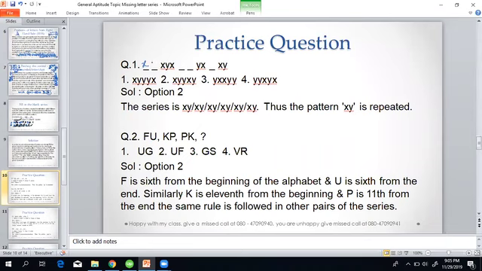X, Y, XY, then YY, Y, and Y, and X. Is it making a pattern? XY, then it is not making YY, XY, no. XYX, no. Okay, so it is not making a pattern. So let's try the second option.